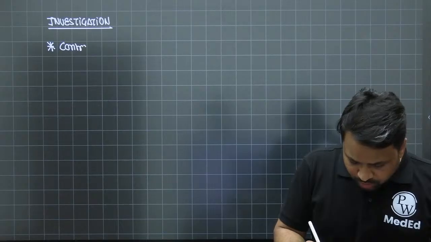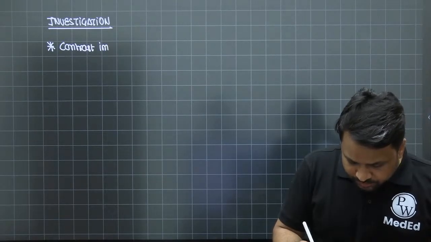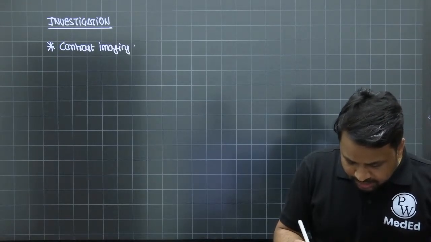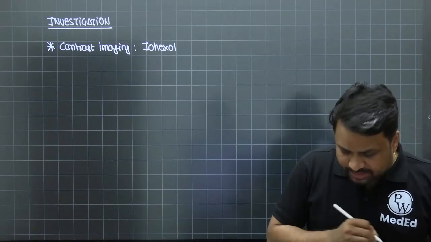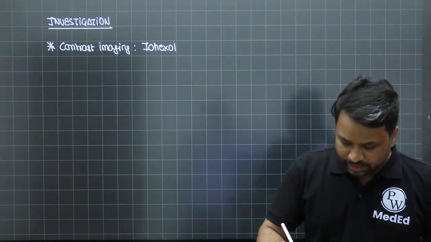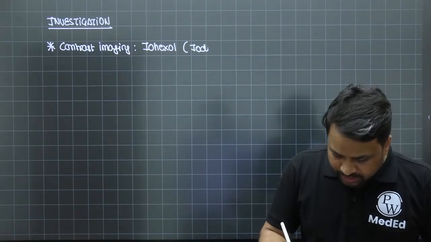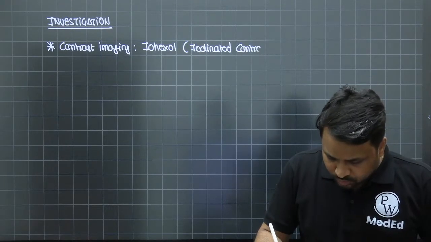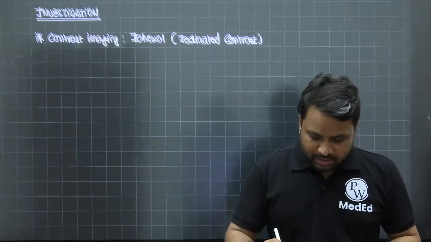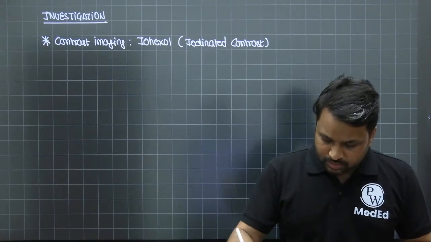You can do a contrast imaging. Now, in a contrast imaging, I will give the baby iohexol contrast. It's an iodinated contrast. Iohexol is iodinated contrast to swallow. And when the baby is going to swallow the iodinated contrast, what is going to happen?